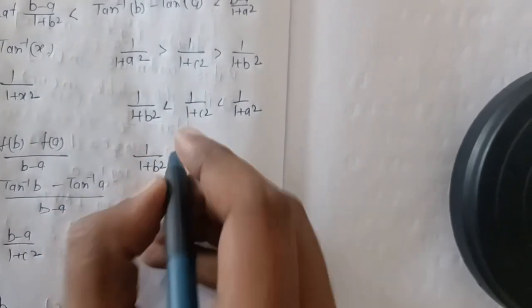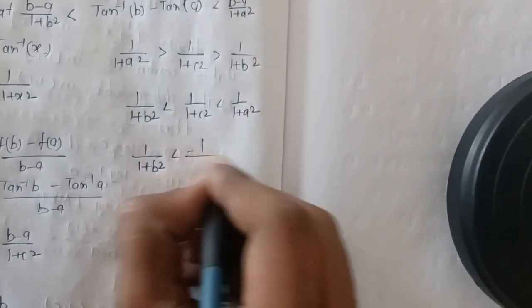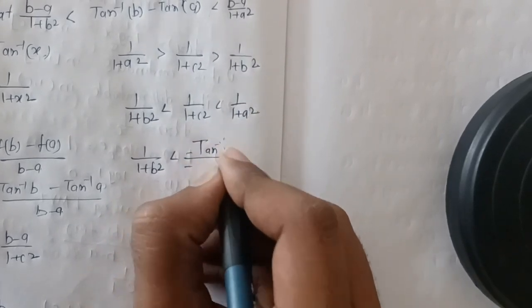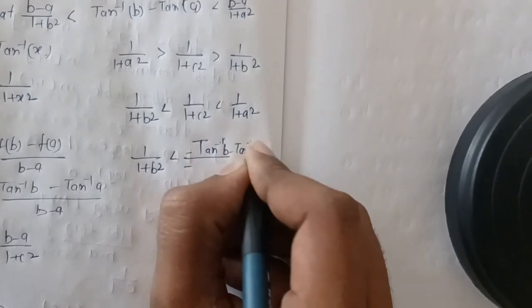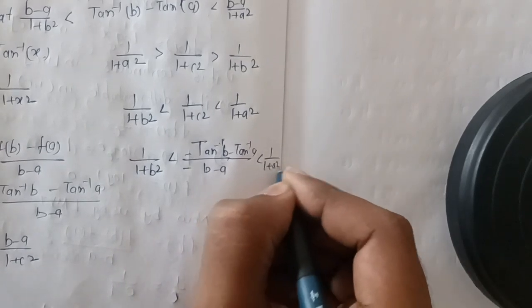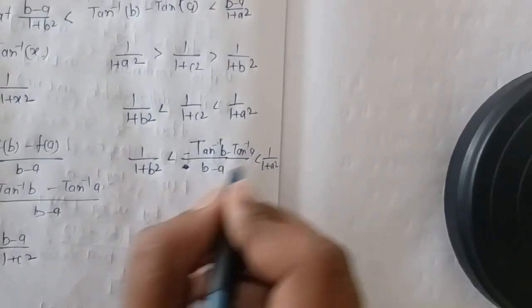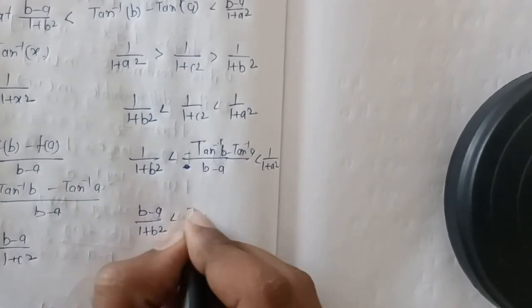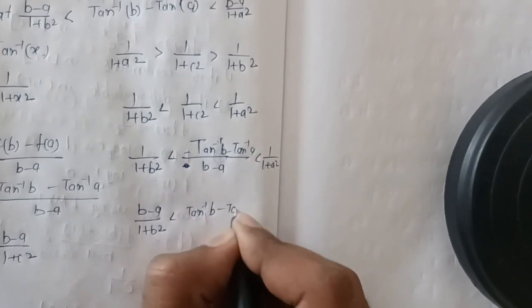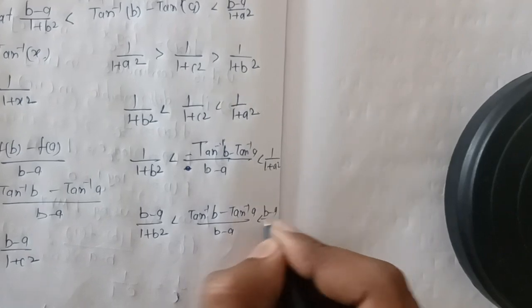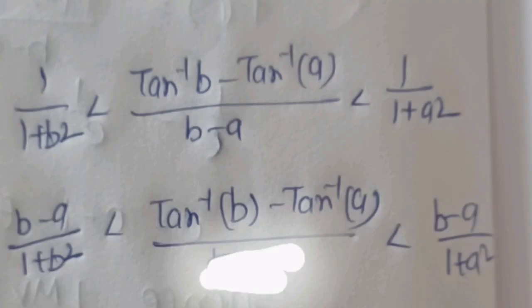1 by 1 plus b square is less than the whole value, tan inverse b minus tan inverse a by b minus a, that is less than 1 by 1 plus a square. Here we are cross multiplying it on both sides. b minus a times 1 by 1 plus b square is less than tan inverse b minus tan inverse a by b minus a, less than b minus a times 1 by 1 plus a square. Here we proved the condition what we require.